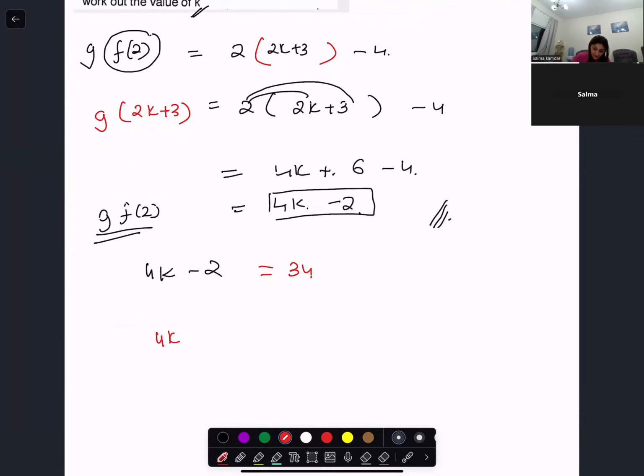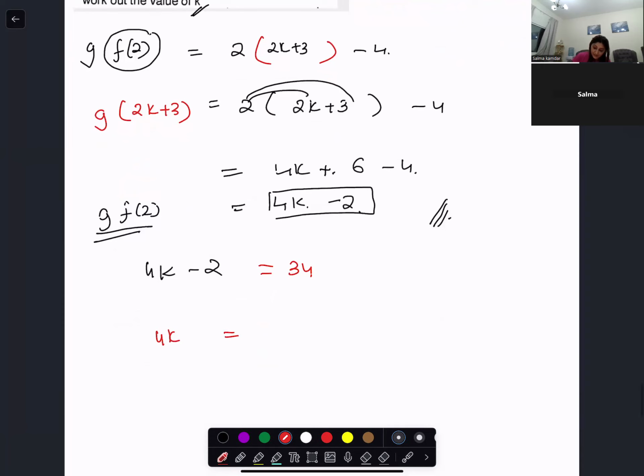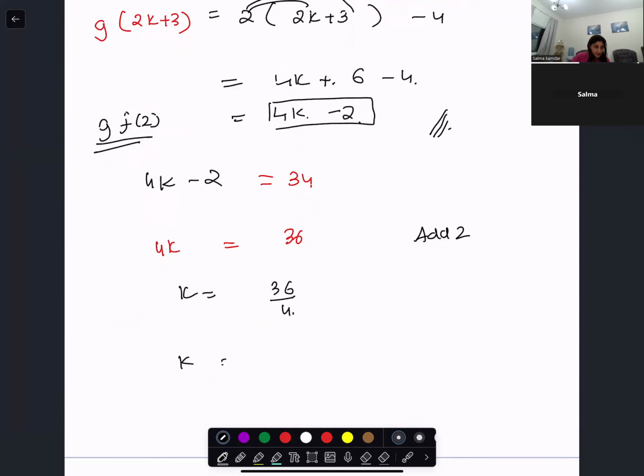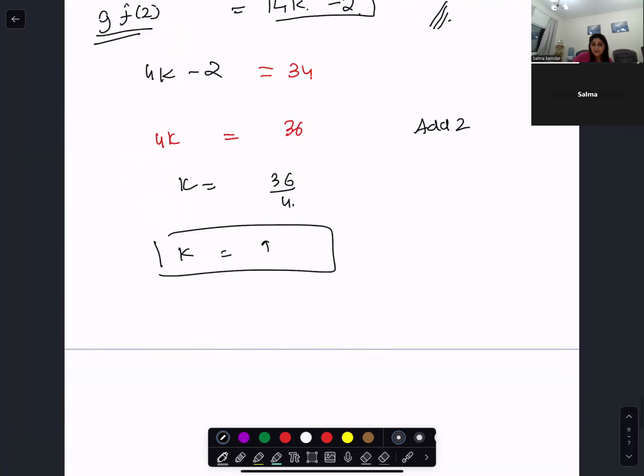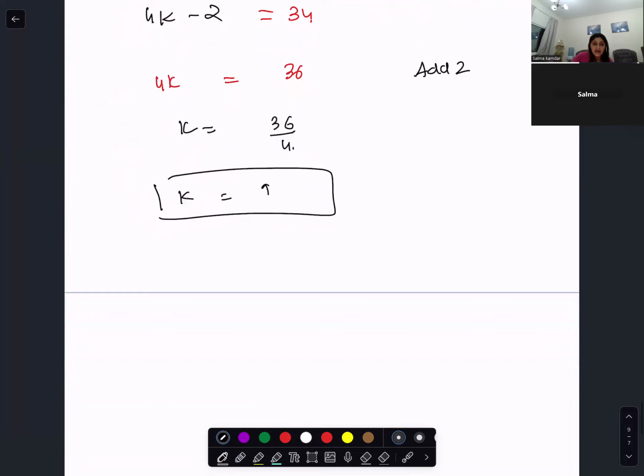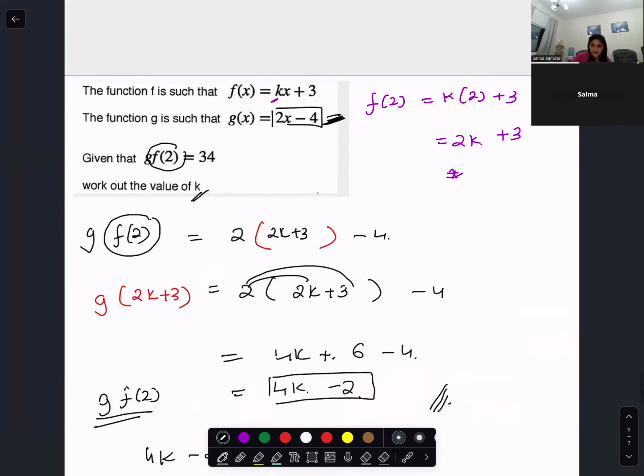So I would say 4k is equal to, I will add 2 on both the sides. So this will become 36. So k would become 36 divided by 4. So k would be 9. With this, I complete the sum and functions, composite functions.